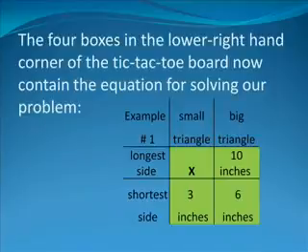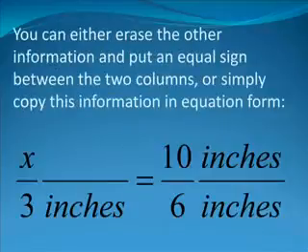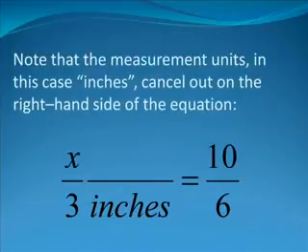You can either erase the other information and put an equal sign between the two columns, or simply copy this information in equation form. Note the lower 4 squares in the box on the right-hand side. Your equation form reads like this. X over 3 inches is equal to 10 inches divided by 6 inches for this particular problem. Note that the measurement units, in this case inches, cancel out on the right-hand side of the equation.